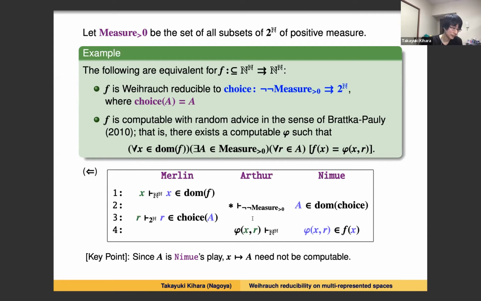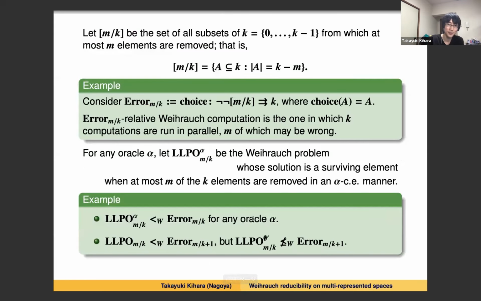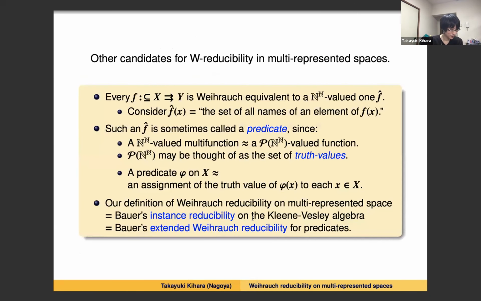Okay, so Weihrauch reduction on a multi-represented space proceeds in this way. This is also an example, but let's skip this one. I don't have enough time to talk about all the technical details. Now, as I said at the beginning, there are many definitions of Weihrauch reducibility on multi-represented spaces.